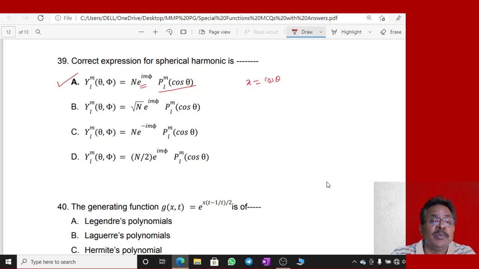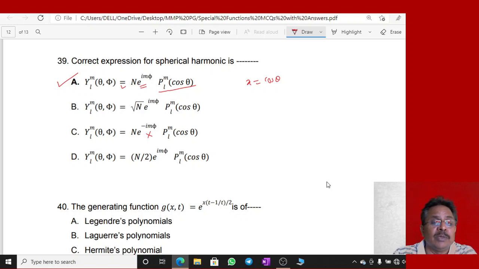Remember what changes we have made here. This is written as root N, so e raised to im phi into Plm of cos theta. Actually this and this are not different; I have just written root N here, otherwise there is no change. Still, the more appropriate answer is this option E. Here it is written as N times e raised to minus im phi. This is not going to be a correct form because of the negative sign there. Then the fourth is N by 2 into e raised to im phi Plm of cos theta. Here also, root N, N by 2, etc. are normalization constants. As they are constants, they can be written in either form.